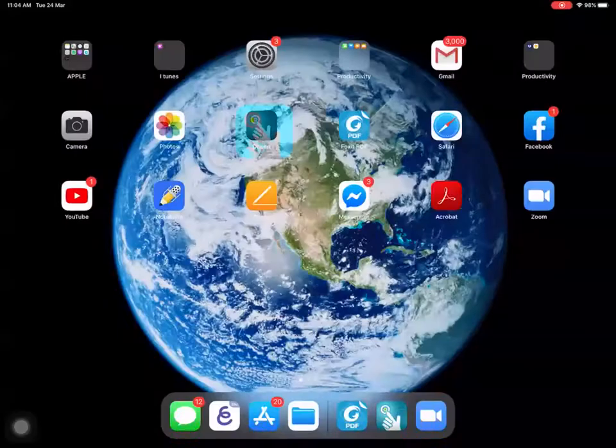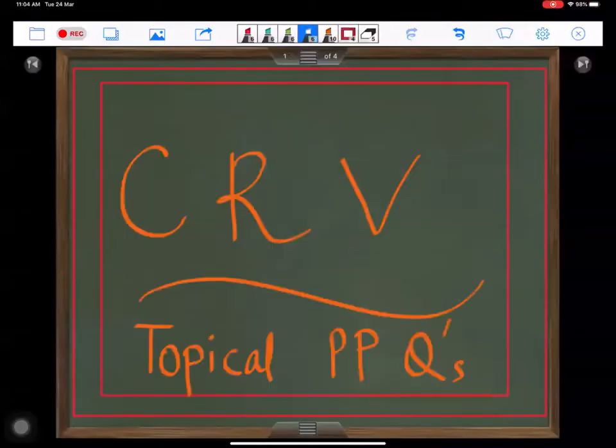We are starting with the topical past paper questions of CRV, continuous random variable. What exactly is a CRV? A CRV is a function. This function is called a probability distribution function, also known as the probability density function, a function that gives us probability over a range of values.